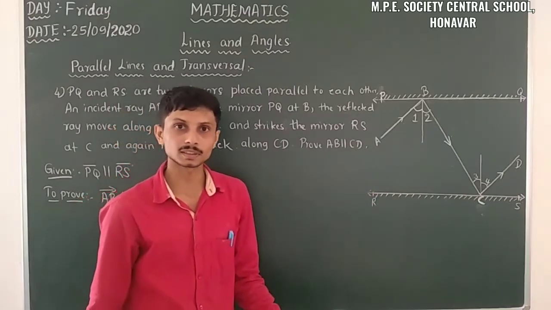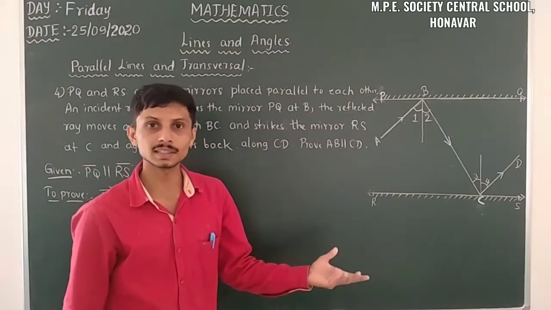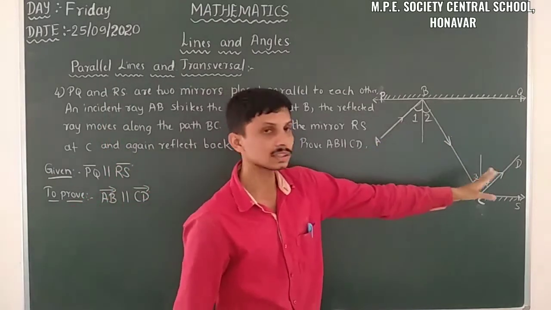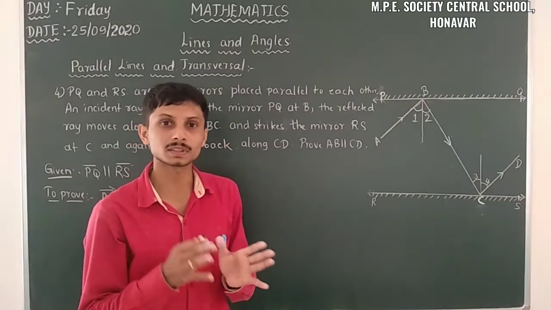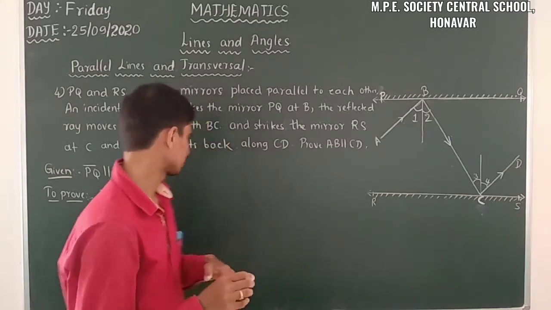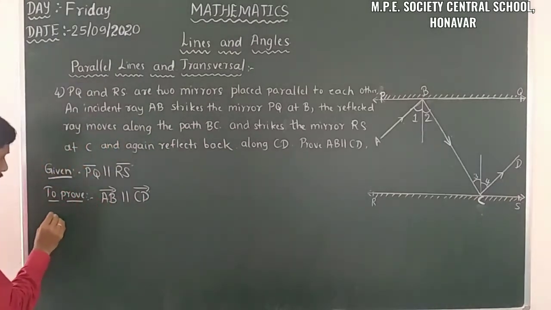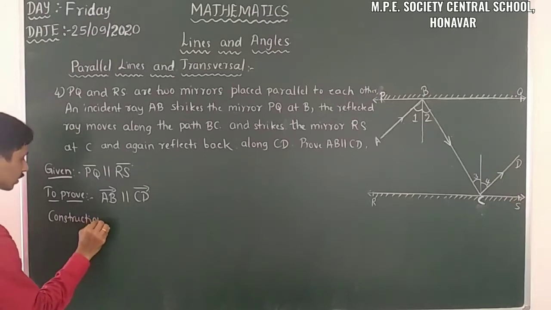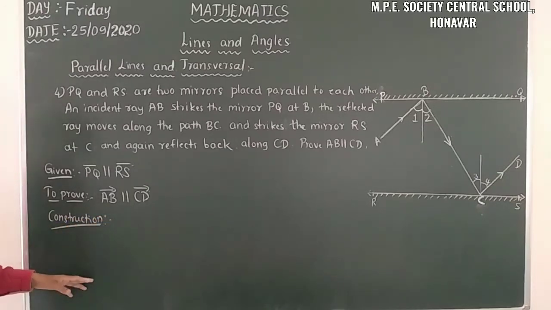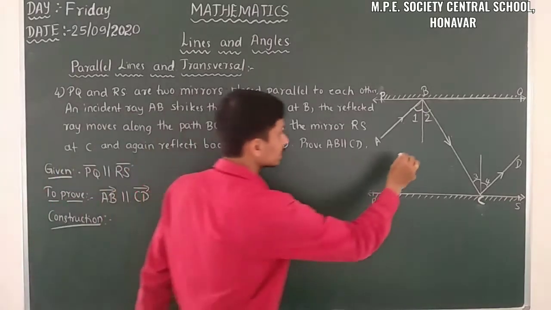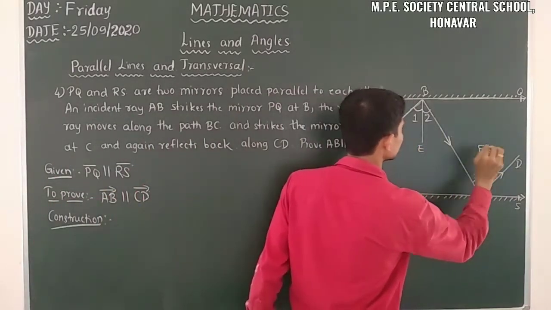From the law of reflection, we can take it as angle 1 is equal to angle 2 and angle 3 is equal to angle 4, because the laws of reflection tell us that the angle of incidence is equal to the angle of reflection. So here we have to do the construction. What's the construction we did here? Take BE and CF.